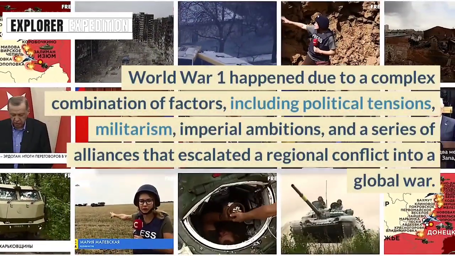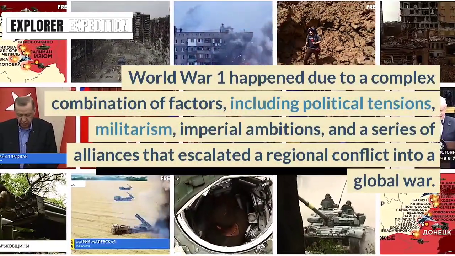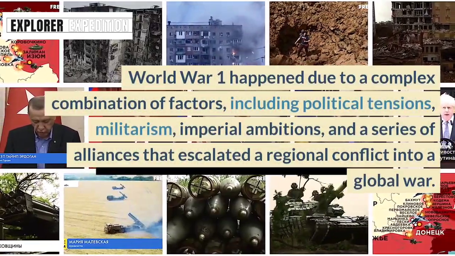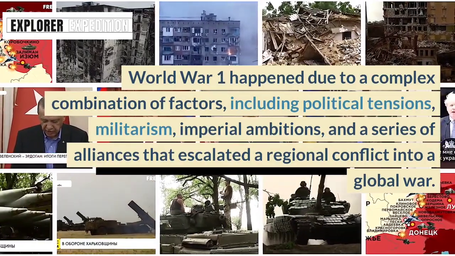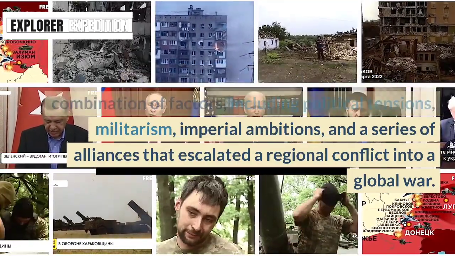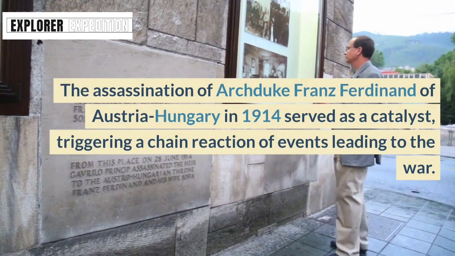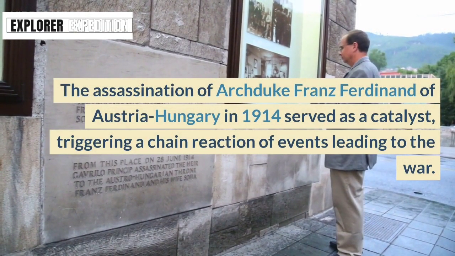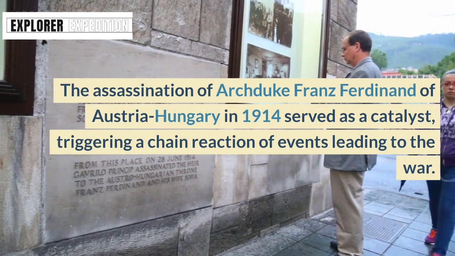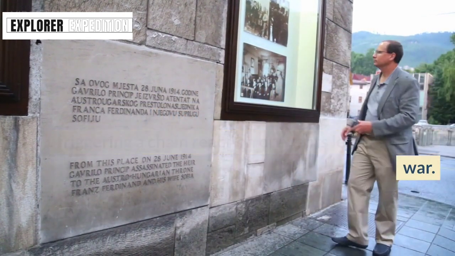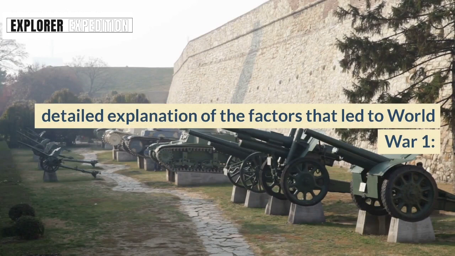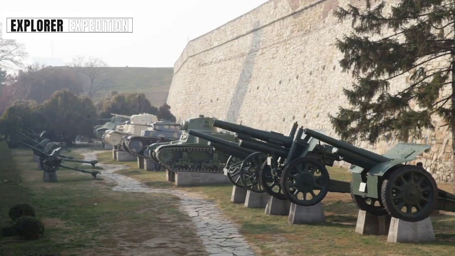World War I happened due to a complex combination of factors, including political tensions, militarism, imperial ambitions, and a series of alliances that escalated a regional conflict into a global war. The assassination of Archduke Franz Ferdinand of Austria-Hungary in 1914 served as a catalyst, triggering a chain reaction of events leading to the war. Detailed explanation of the factors that led to World War I.